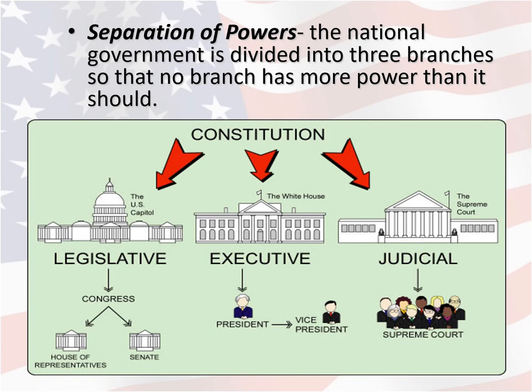The next principle of note is separation of powers. Remember, this was the idea that we got from the enlightened thinker Baron de Montesquieu. And it's that the power of the government, the national government, is going to be divided into three branches to ensure that no one branch has more power than it should have. And so here you see the legislative branch divided into, since it's a bicameral legislature, the House and the Senate, the executive branch made up of the president, vice president, and even though it's not pictured here, the bureaucracy, and then the judicial branch, which at the time of the Constitution included the Supreme Court.